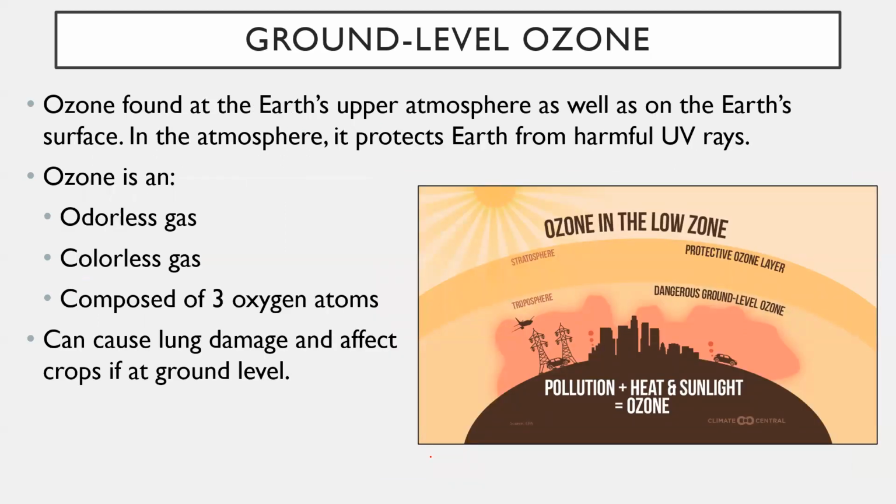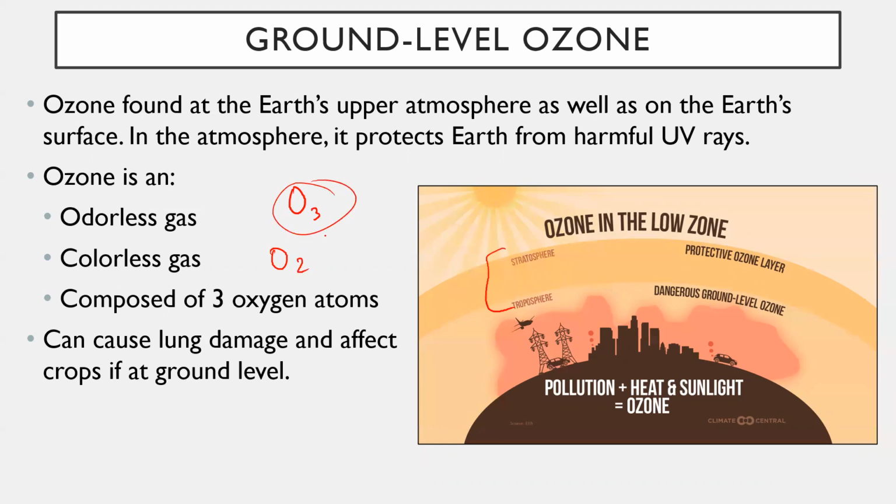Moving on, ground level ozone. I alluded to this just a little bit earlier. Ozone is found at the Earth's upper atmosphere. I'm sure you've heard of it before. It's way up here in the stratosphere. It serves as a protective layer because it protects us from a lot of the harmful rays from the sun. Ozone is actually an odorless and colorless gas, and how it's formed is it's just 3 oxygen atoms bound together. So it's O3. Different than O2, of course. O2 is the oxygen that we breathe.